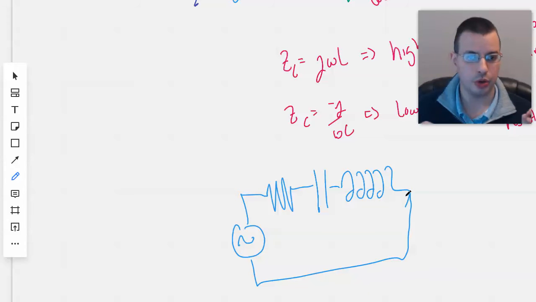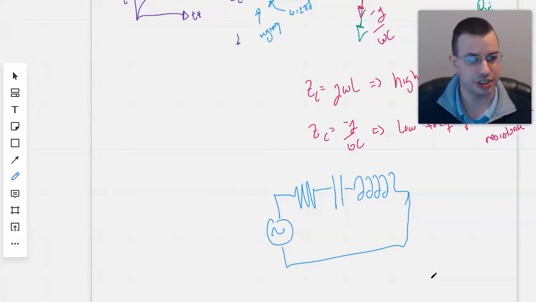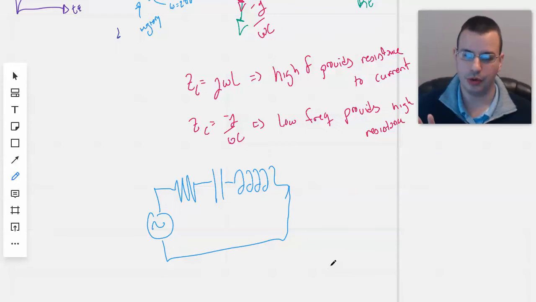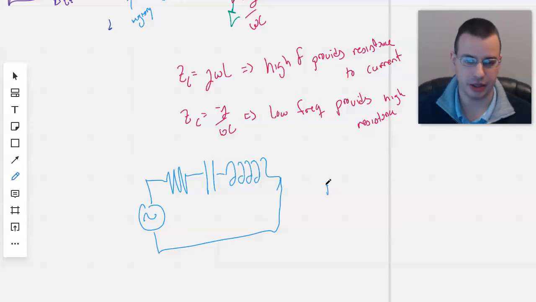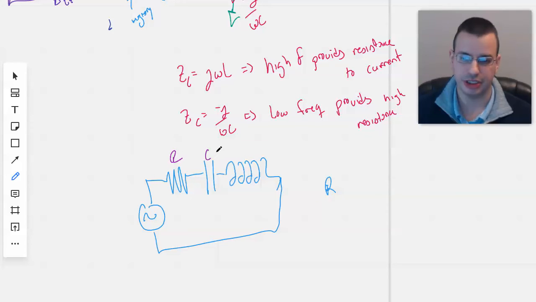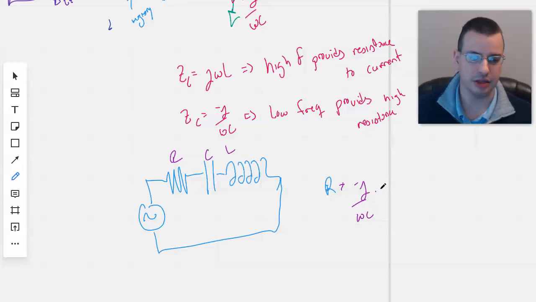So impedance, a combined equivalent impedance, is done the exact same way as normal resistances. So for normal resistors in series, you just add them together. And so if you did this, this would be R for the resistance, for the resistor, say C and L. Capacitors would be, I'll say plus negative j over omega C plus j omega L. And this would be the total impedance.